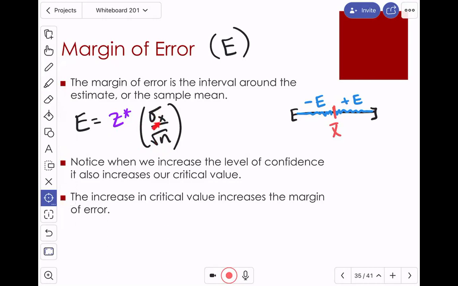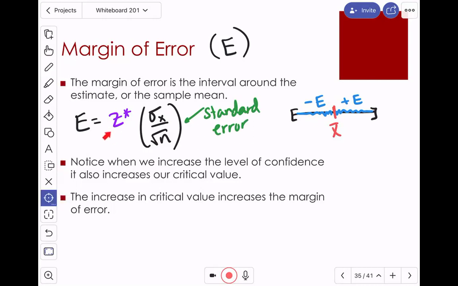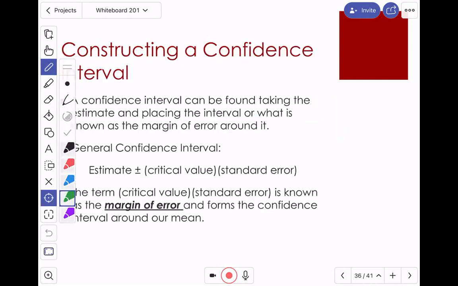Can anybody tell me what this term is called right here? Have we seen that term before? Have you seen the standard deviation divided by the square root of N? What is that called? Standard deviation. Try it again, it's close. The top part is called standard deviation. Dividing by the square root of N, we call this the standard error. It is a form of the standard deviation, but we saw it in the central limit theorem formula, right? So to get your margin of error, you multiply your critical value, how far you want to spread the width out, times the natural error that already occurs in the sample.